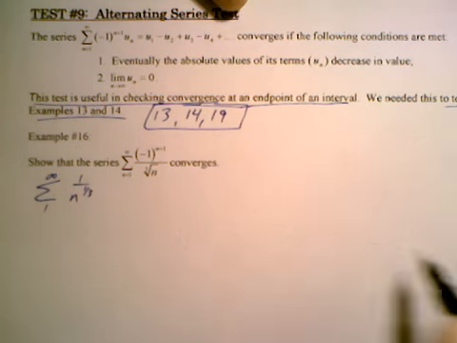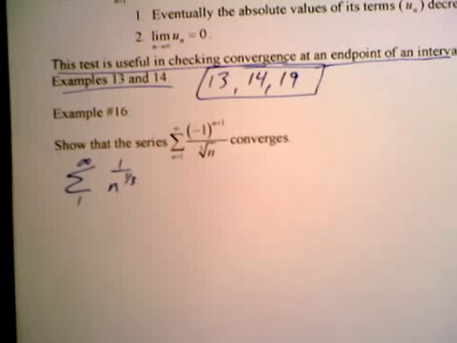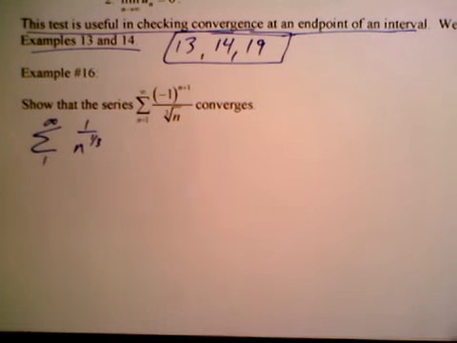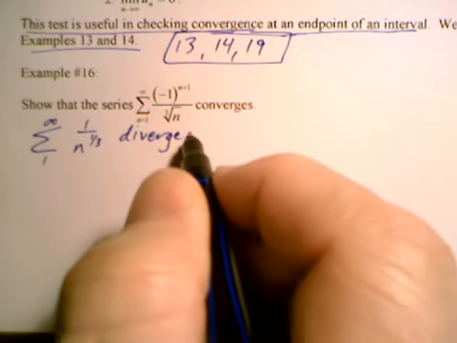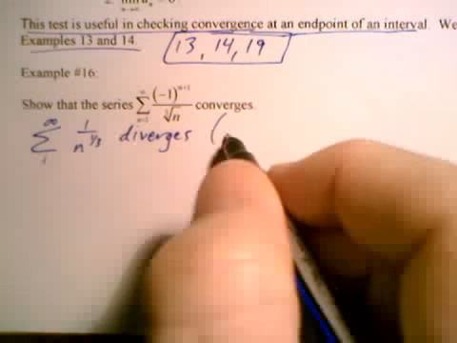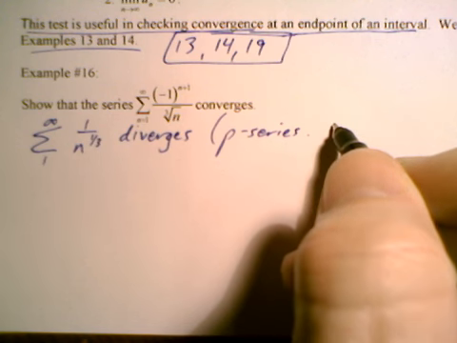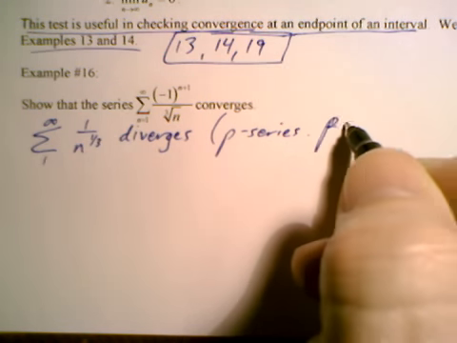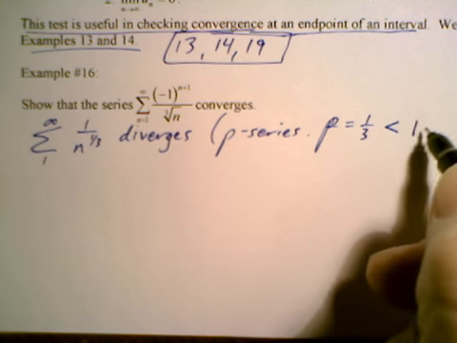Well, this series, you should automatically be able to see that it diverges, and you should also remember why, and you should be able to finish my sentence: this series diverges because it's a p-series, and all you have to do is say p equals 1/3, which is less than 1.